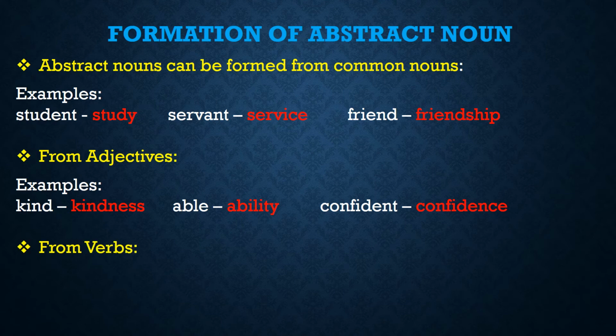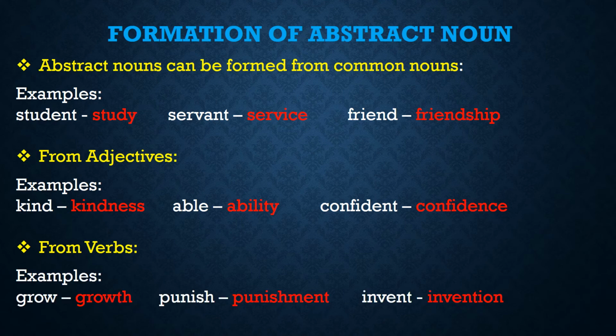Next, you can convert them from verbs as well. From verbs, a few examples are here. Grow. Grow is a verb, but growth is an abstract noun. Punish is a verb. Punishment is an abstract noun. Invent is a verb, but invention is the abstract noun. So these are the formations of abstract nouns.